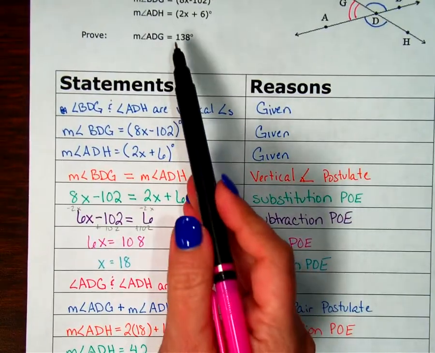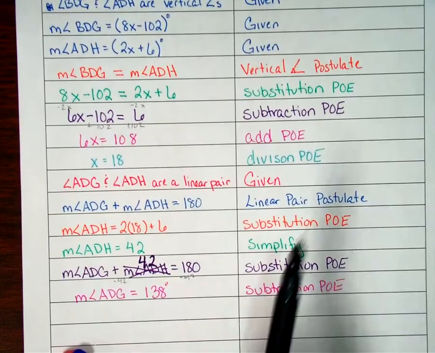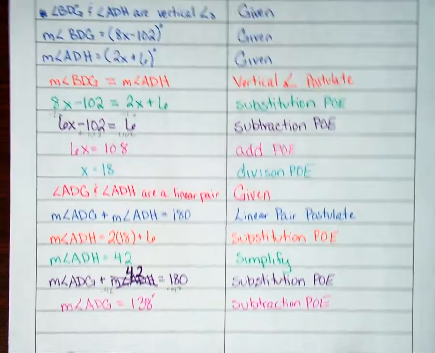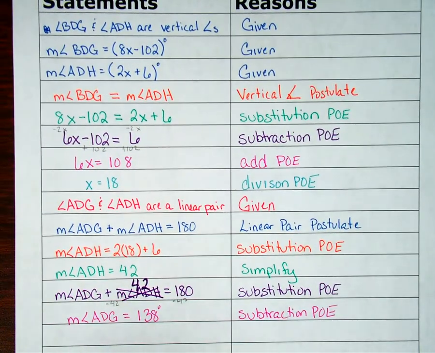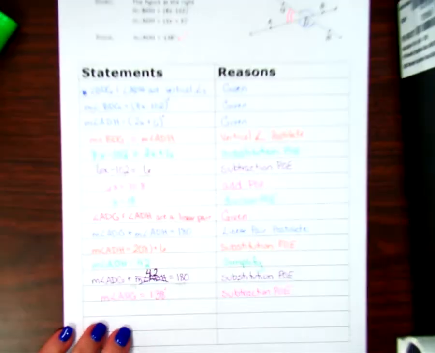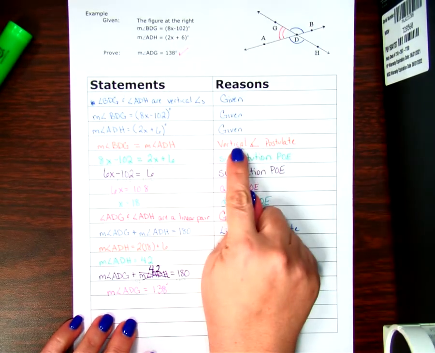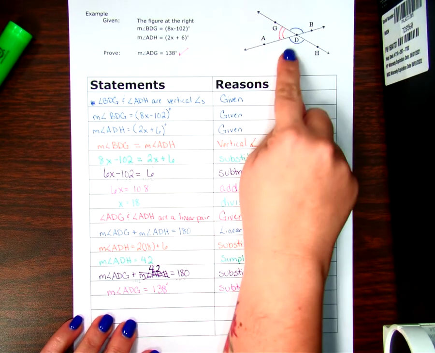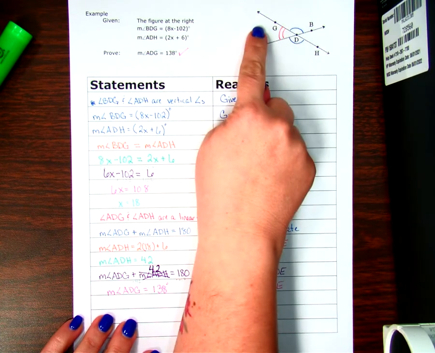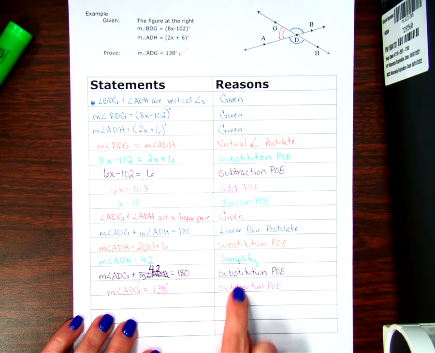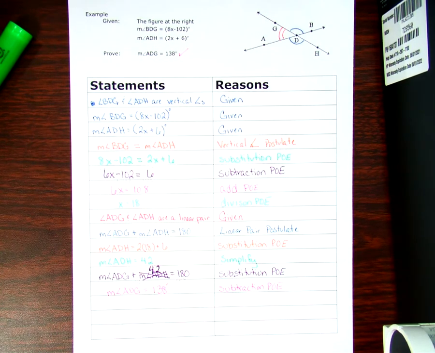Let's see, what do we do next? What are we trying to prove? We're trying to prove that, oh, ADG equals 138. The measure of angle ADG equals 138. I have gotten to my final answer. That, my friends, is my total final proof. Okay, so we had to go through and use our vertical angle postulate to first figure out how big one of the vertical angles was, so that I could use that with the linear pair postulate to find out how big this other angle here was. Okay, and in a proof, remember, we have to show every single step.